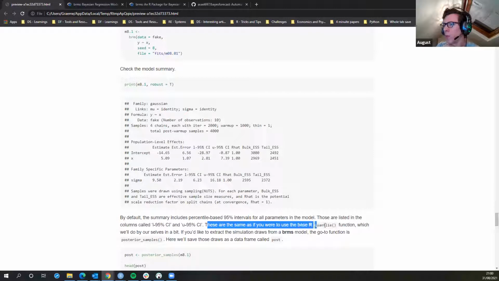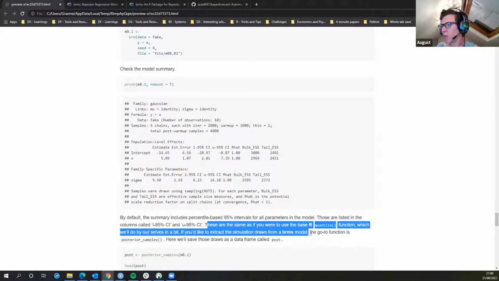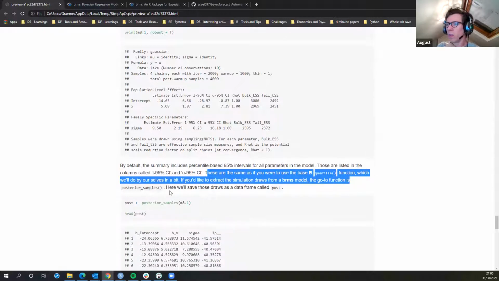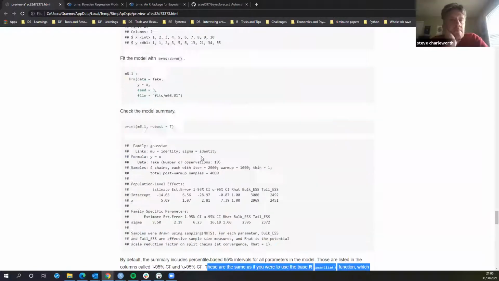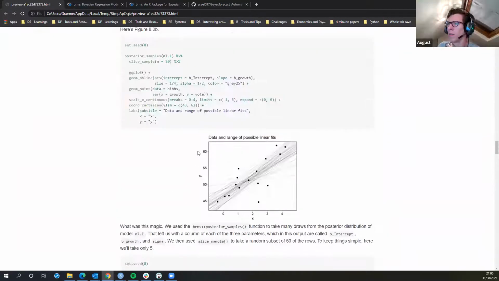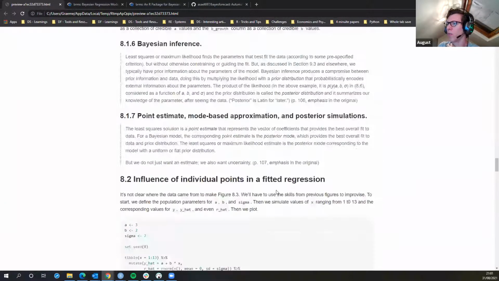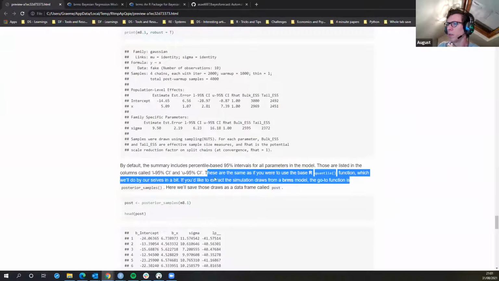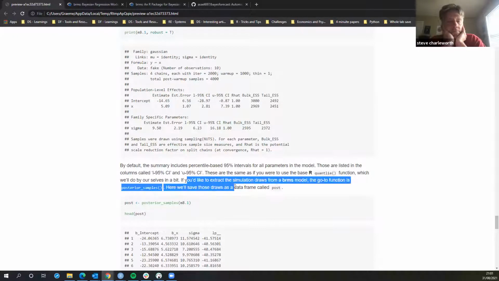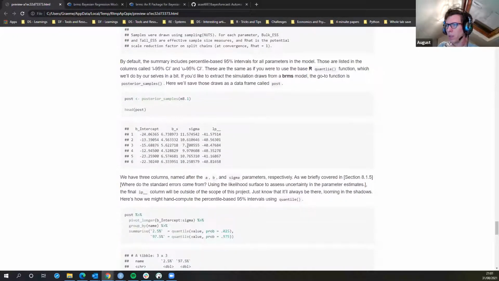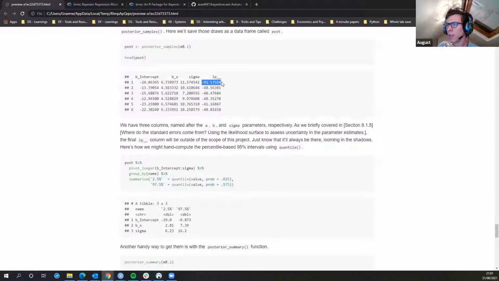These are the same as if you were to use the base quantile function, which we'll do ourselves in a bit. If you'd like to extract the simulation draws from brm, the go-to function is posterior_samples. So you can pull out the posterior sample. That's similar to what we did earlier, isn't it? Apart from with linear, was the other one a linear model? Yeah, so we took that model and then recreated lots of different coefficients by doing bootstrapping. We can save those as posts, and then printed those out for us.